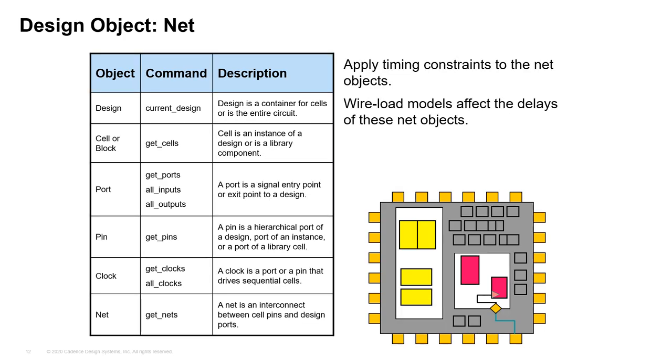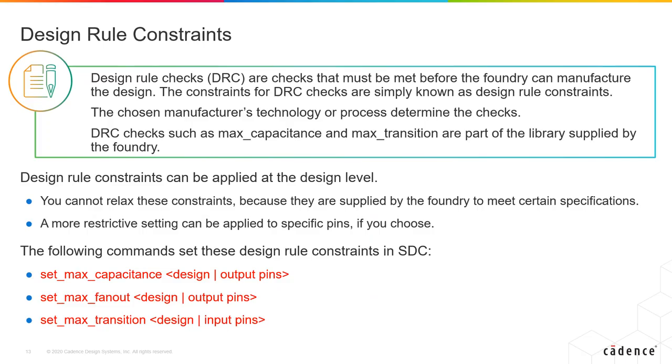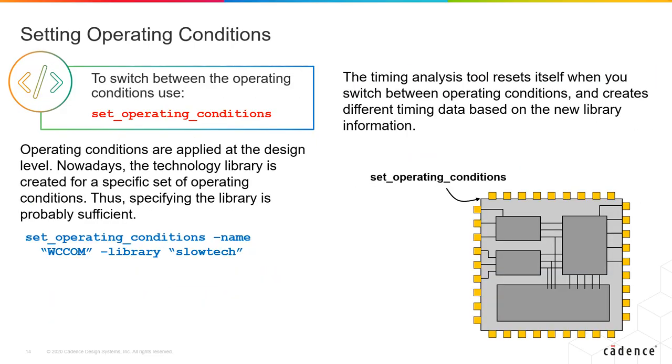You can apply timing constraints to net objects. Wireload models are typically for the purposes of calculating the delays of these net objects, so you can get the net object and identify what the delay on that particular net is. The design rule constraints are applied at the design level. These design rule constraints must be met so that your design can be manufactured. These rules actually come from the fabrication process, and you must set these design rule constraints according to the fabrication process.